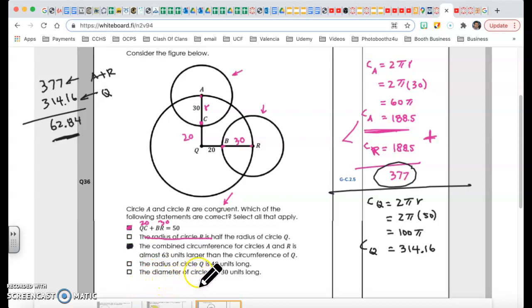Next, the radius of circle Q is 40 units long. Radius of Q. No, the radius of Q is 50. 20 plus 30, 50, that's wrong. The diameter of circle A is 30 units long. Diameter of A. Diameter goes from one side to the other side. My radius is 30. The other side is 30. My diameter here will be 60. It's from one side to the other side. They're saying it's only 30. 30 is my radius. That's wrong. So my answers are the first and third one.